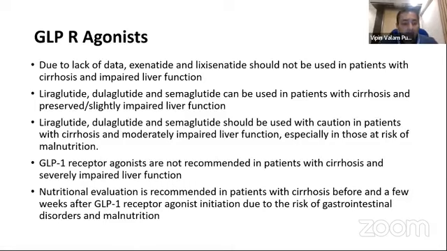So nutrition assessment should be done at the beginning of therapy with the GLP-1 receptor agonist, as well as on follow-up. If the patient is having significant weight loss as well as malnutrition, then it should be stopped. And these agents are being tried well in patients who are developing post-transplant diabetes mellitus to prevent the metabolic complications and worsening of liver function as well.